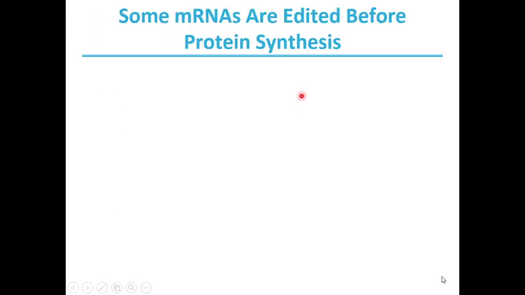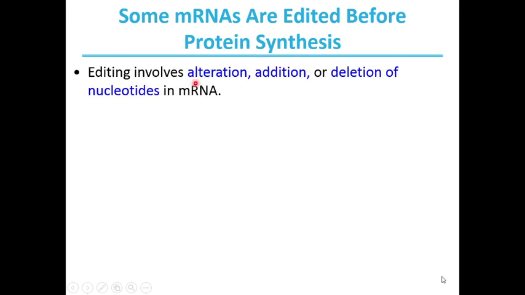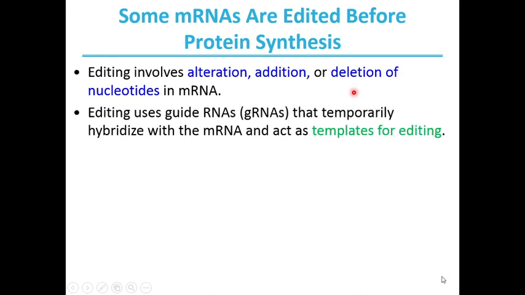Some messenger RNAs are edited before protein synthesis. Editing involves alteration, addition, or deletion of nucleotides in the RNA in a manner that affects the meaning of the transcript when it is translated. Addition or deletion of nucleotides has been most commonly observed in RNAs originating from the mitochondrial and chloroplast genomes. Editing uses guide RNAs, or gRNAs, that temporarily hybridize with the messenger RNA and act as templates for editing.